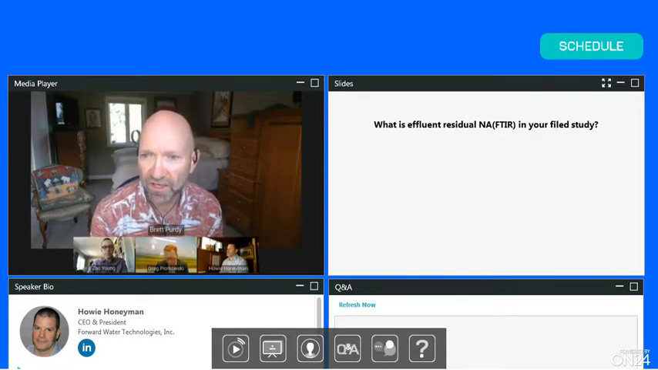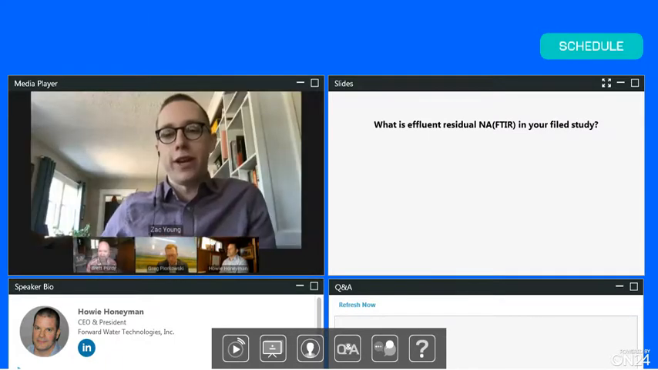So the next question: what is the effluent, or the residual effluent naphthenic acids in your field study? And there's reference to using FTIR as an example for measurement purposes. Yeah, that's a great question, and FTIR being the conventional way of identifying the acid extractable organics, at least in that fraction.